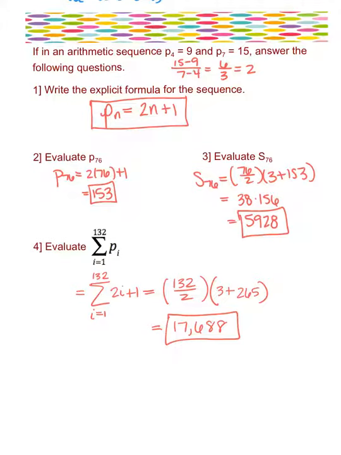And number 4, evaluate the sum from i equals 1 to 132 of p sub i. So all that does is change my index from i to n, and I am finding the sum of the first 132 terms in that series, and you should have had 17,688. So you guys should be all set now to find sums of arithmetic series, and you can do problem set 4.3 now.